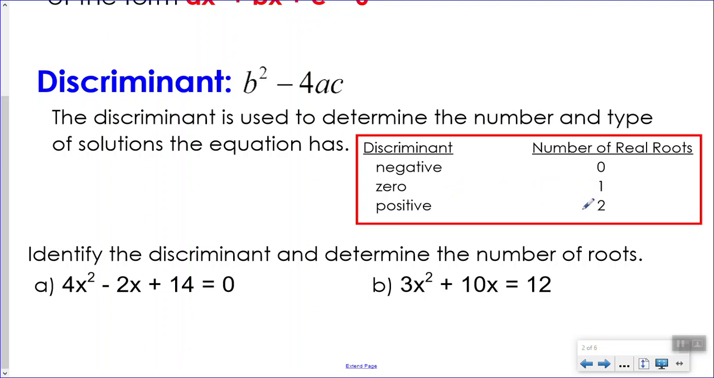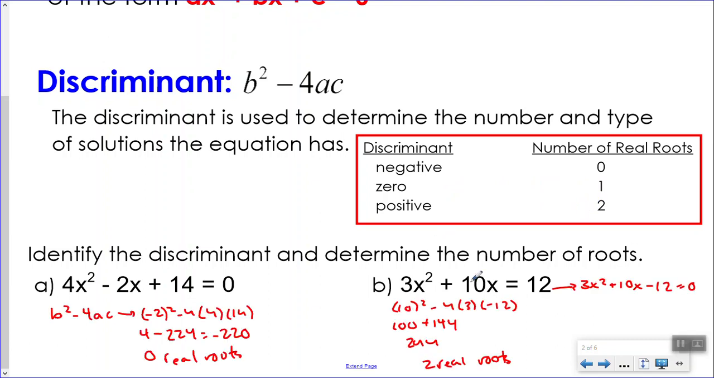So go ahead, pause the video, and see if you can determine the discriminant and the number of roots for each of the quadratics listed below. So for the first one, when we substitute in our values, we end up with a value of negative 220, and that means that we are going to have no real roots because I can't take the square root of that negative value. For the second one, we first have to move that 12 over to the left-hand side to make sure that we have an equation equal to 0. When we solve, we get a discriminant of 244. That's positive, so it means we have 2 real roots.